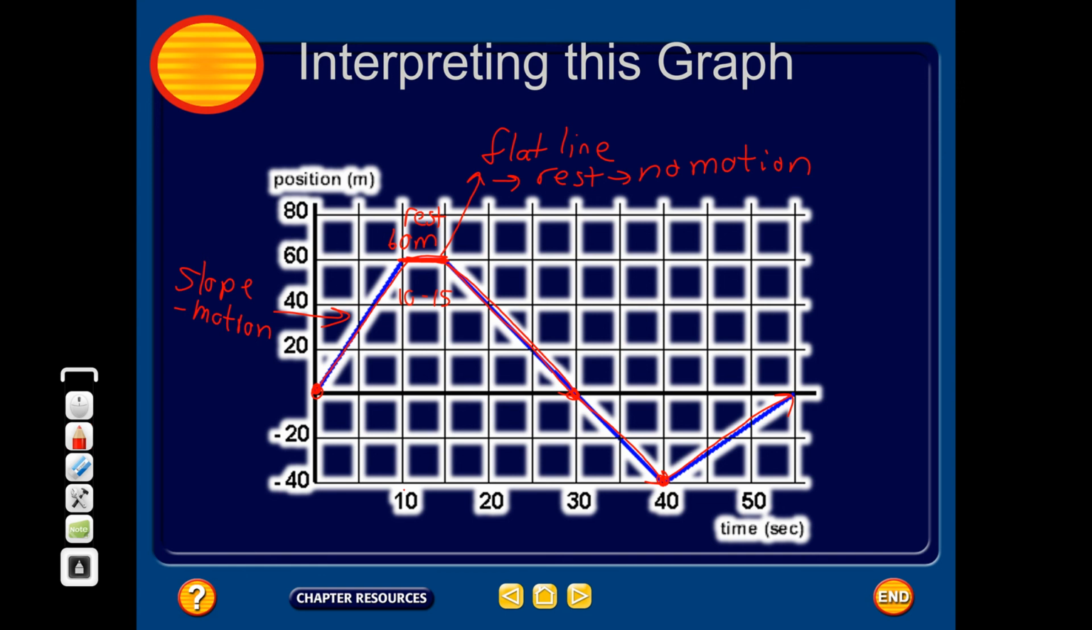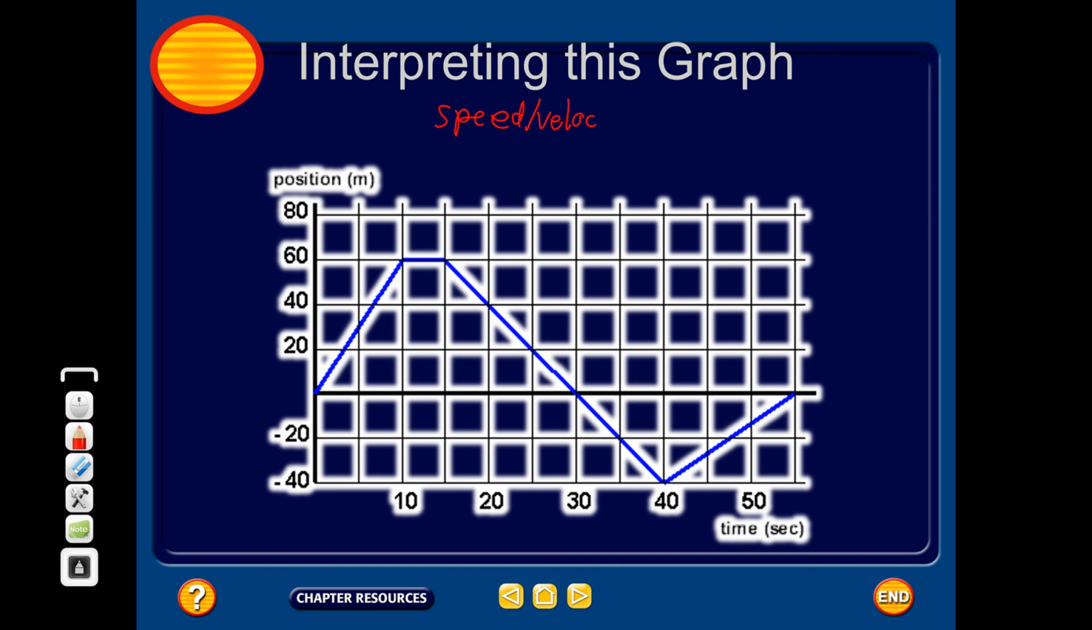The idea is when you obviously have a slope involved, you're changing your position. Pay attention to which way you're moving. I'm moving positive this way, negative this way, and then back toward a positive side that way. Okay? So it also is which way I'm going. The other thing you might be asked is how fast you're going. You can find your speed or velocity by finding the slope. The slope is equal to the speed or velocity.